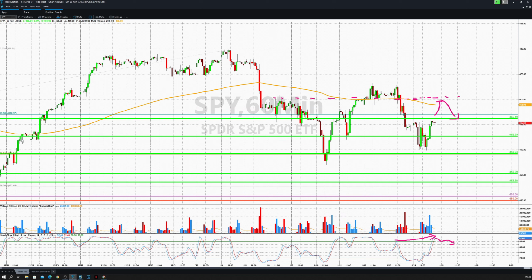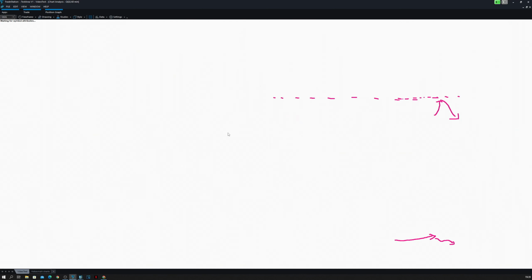So this is it with the SPY. Let's conclude. Probably managed to move up and then will fall. 460 is a key area for the break to the 455. So let's see what happened. Let's continue with the Qs.